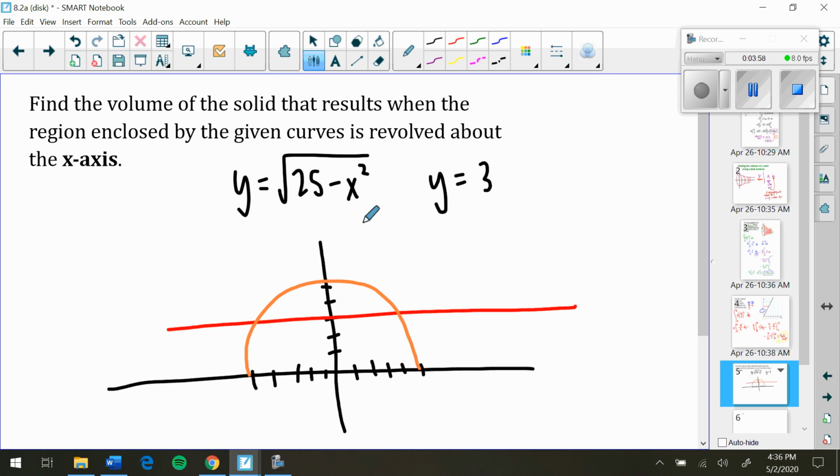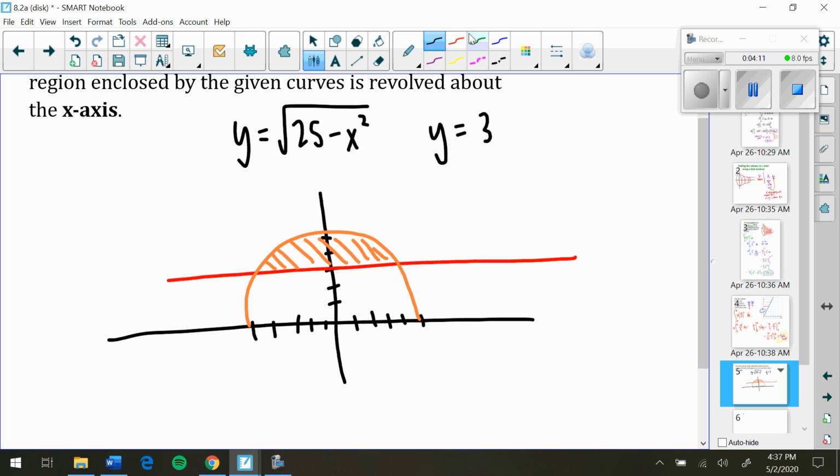Okay, find the volume of the solid that results when the region enclosed by the given curves, okay, so that means this is the region we're interested in, is revolved around the x-axis. So revolved around this way.